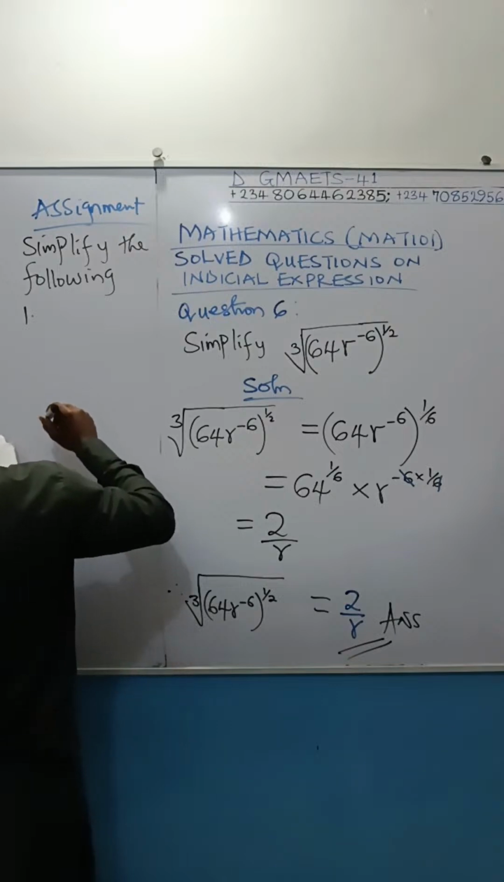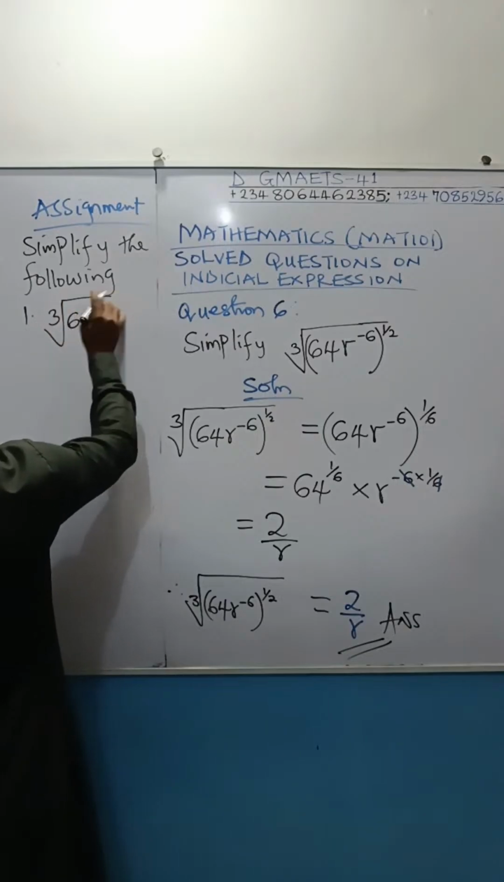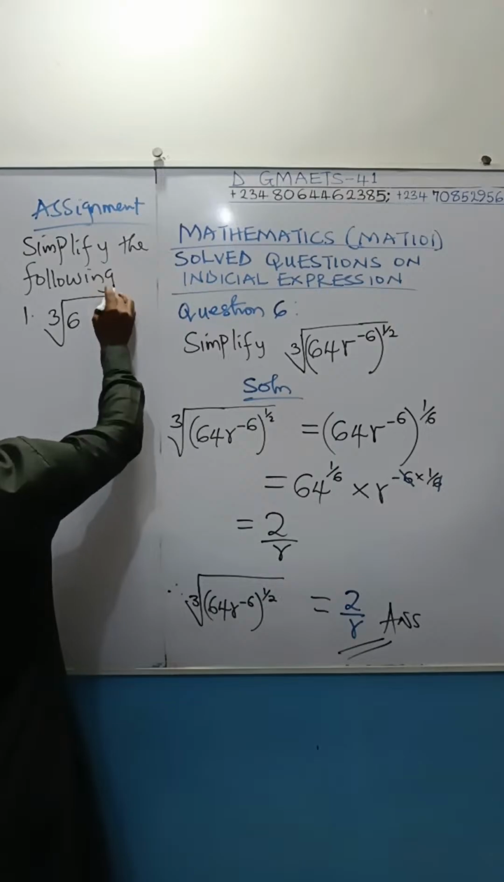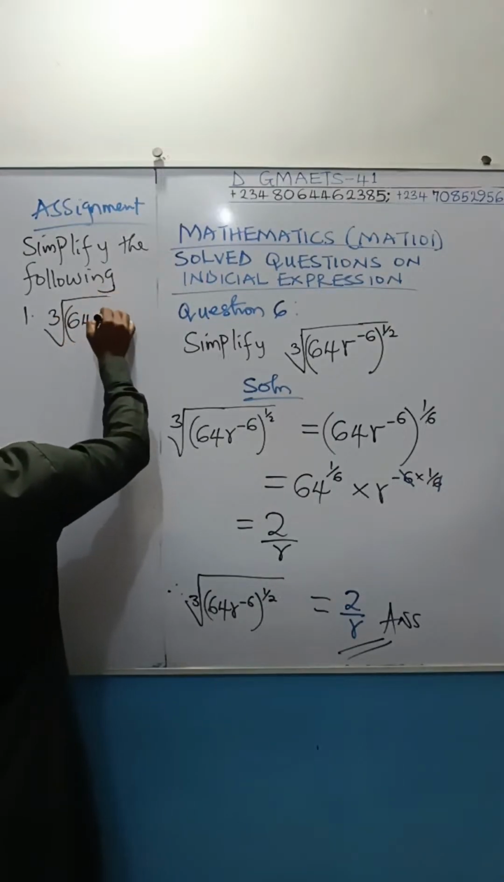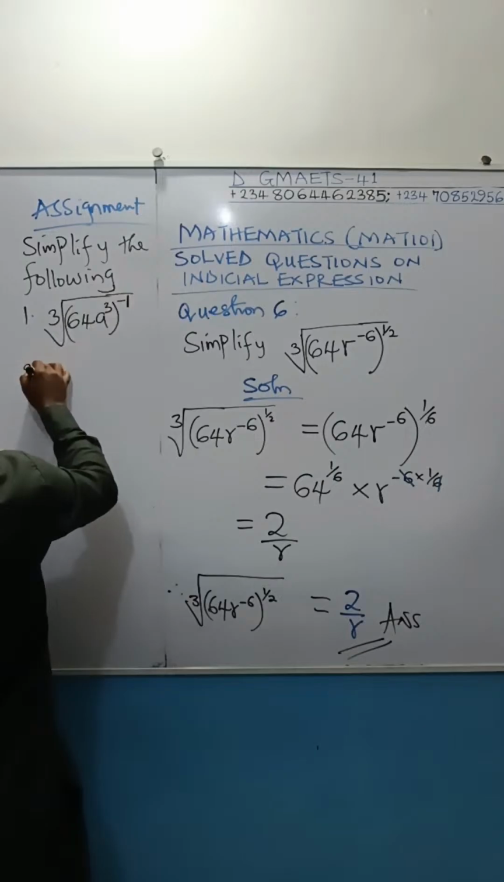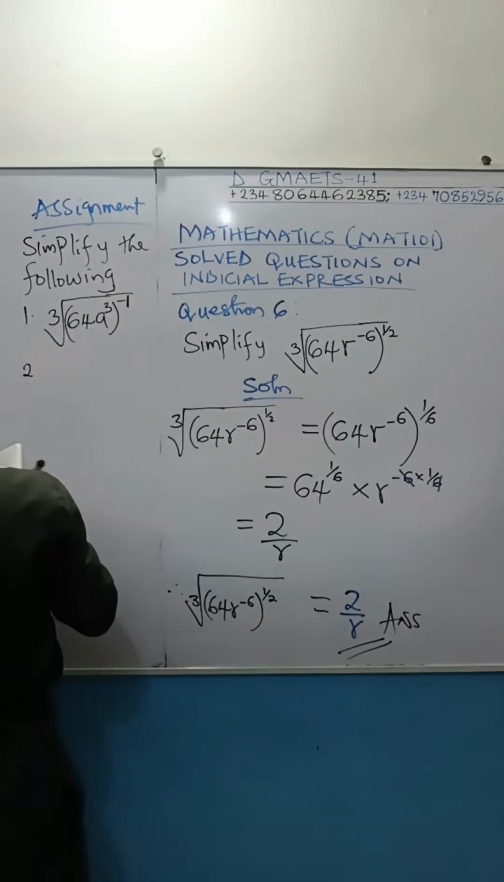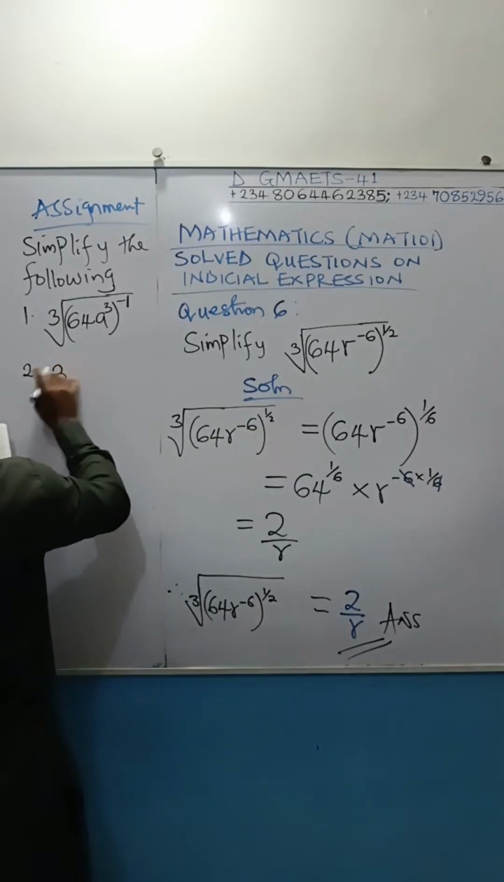So this is the question. One of the questions is this: the cube root of 64, that is, bracket 64, a raised to power 3, close your bracket, then raised to power minus 1. Then number 2, remember we had solved a question of this kind, giving us 3.